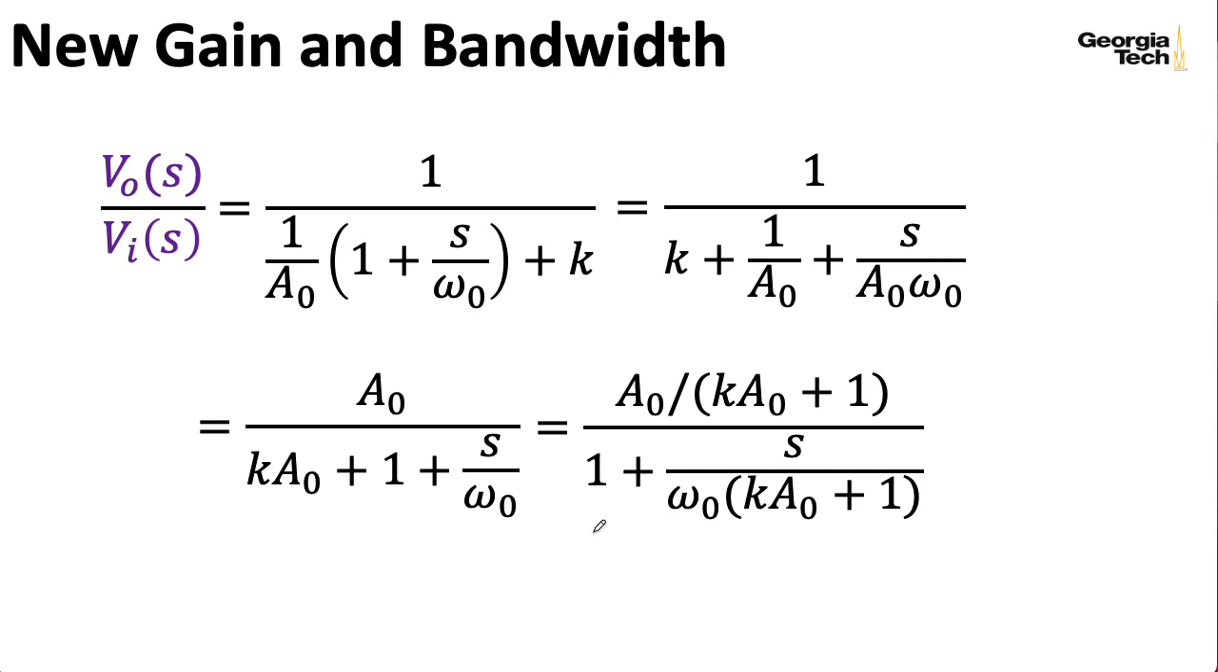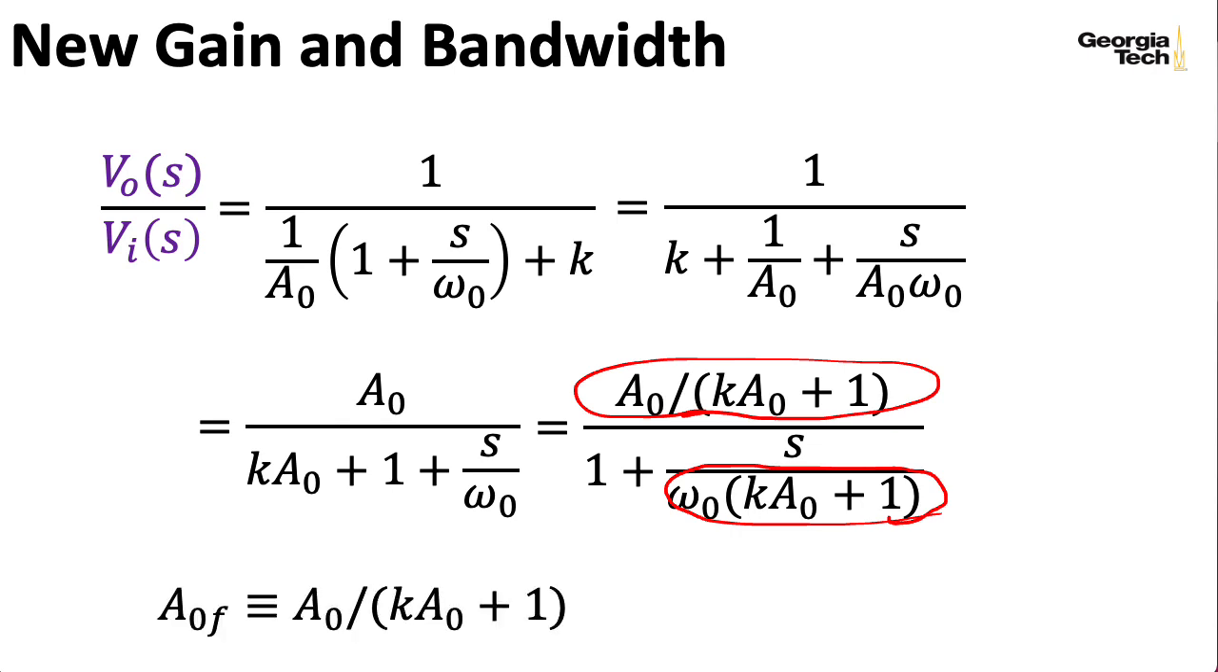And the reason I wanted to do that is I wanted to get it in this form of 1 plus S over a pole frequency, and then I have a constant on top here. So this is now in our canonical form for a first-order low-pass filter. So let me define the DC gain constant as A naught F, so that's the thing on top, and our new pole associated with this configuration is this omega naught times this K A naught plus 1 here.